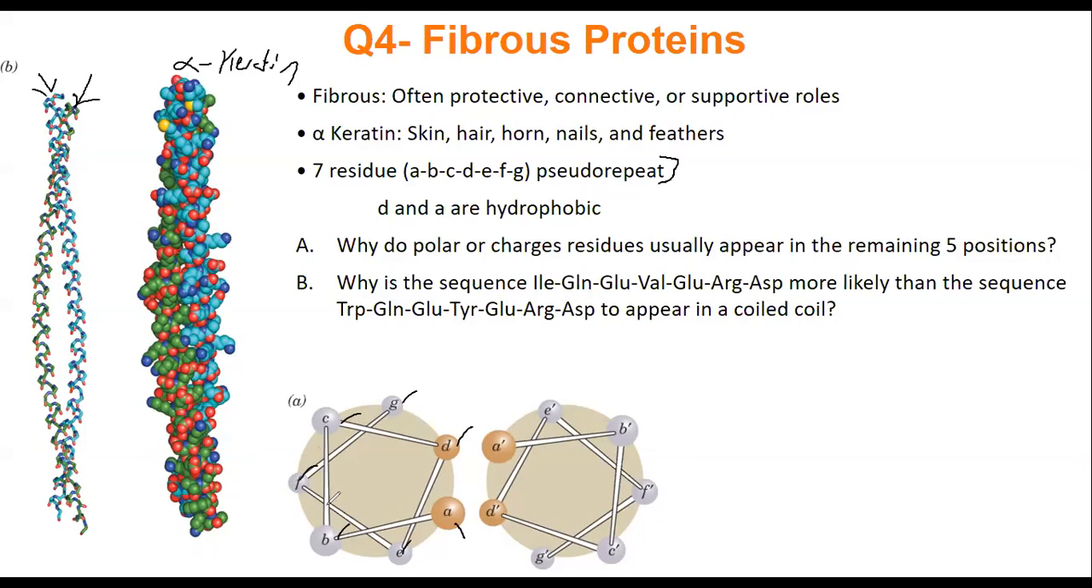And what happens is that when 2 of these chains come together, these hydrophobic regions want to interact, and these 2 chains wrap around each other. And that's why they're good connective tissue. It's almost like a rope, right? 2 strands of a rope coming together to make a stronger rope. So the question is, I just told you why positions A and D are hydrophobic. Why are the other positions polar or charged then? What is the logic of the other positions being charged or polar?